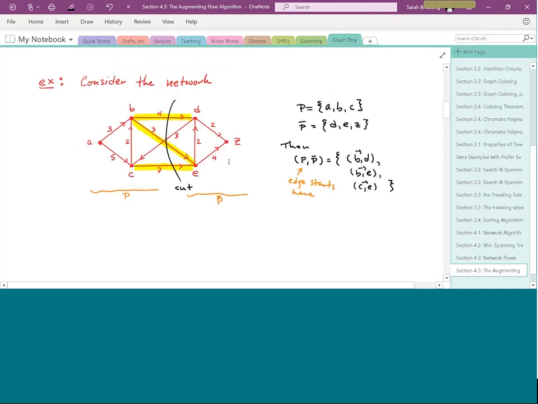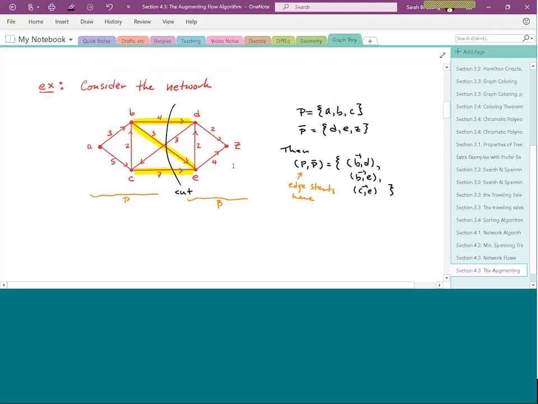Note, in the example that we just did right here, we actually did an AZ cut. So let me actually label that here. AZ cut. Right there. Notice, why do we know it's an AZ cut? Because A was in set P and Z was in set P complement. Okay.